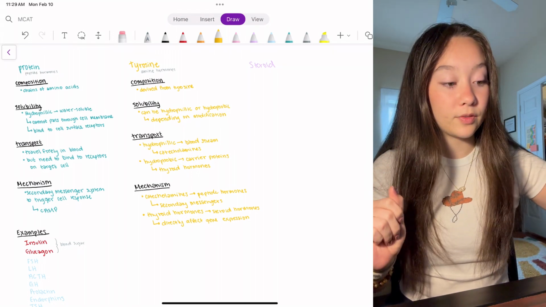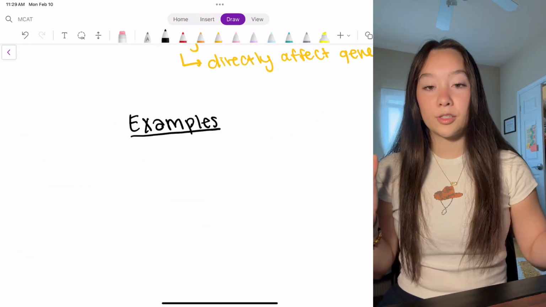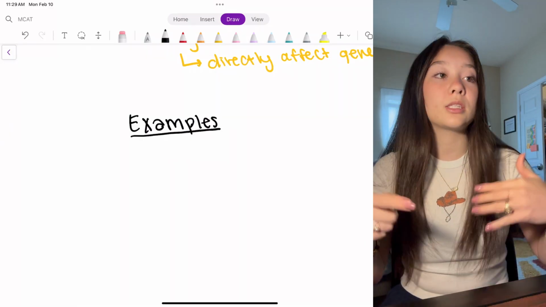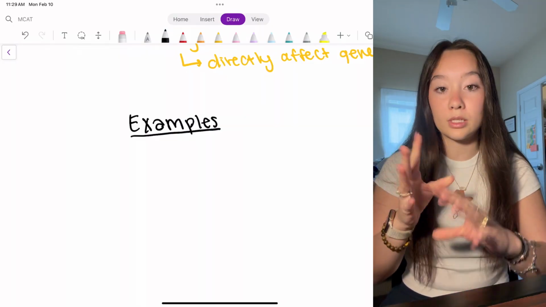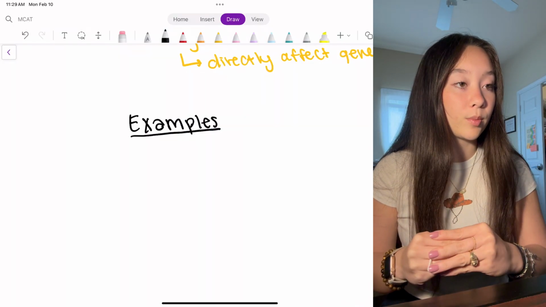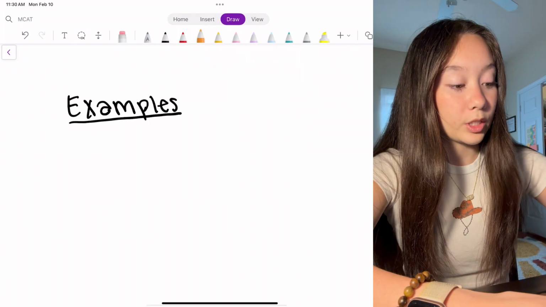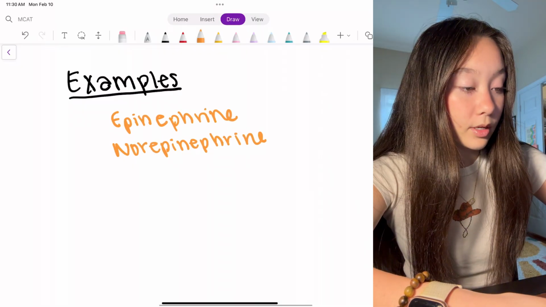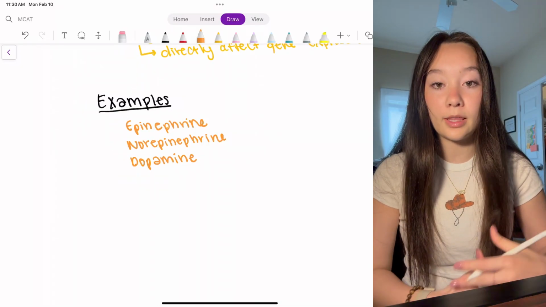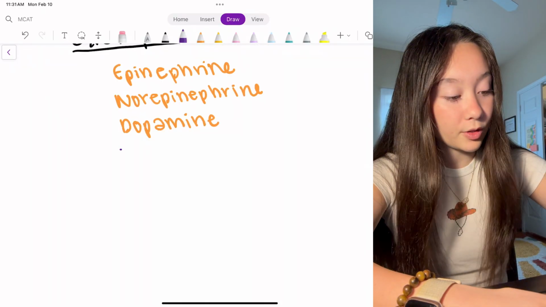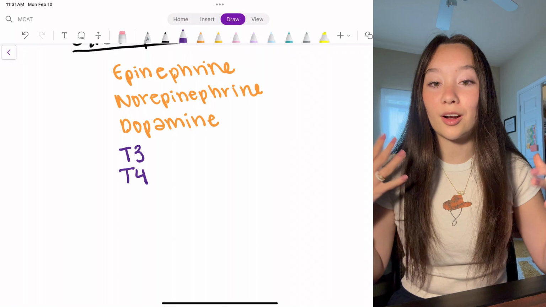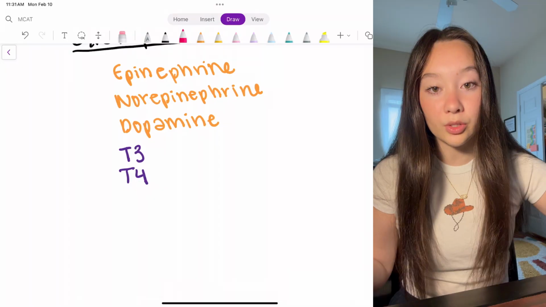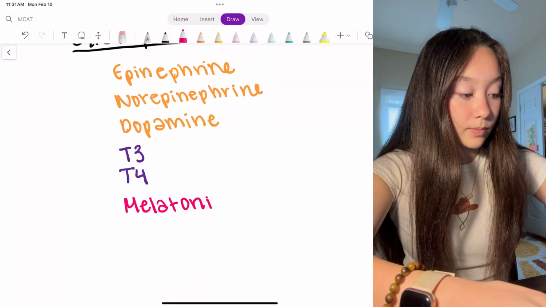All right, and then lastly for tyrosine hormones, we're going to go over some examples. So as we said, there are those thyroid hormones and then the catecholamines. And then the catecholamines are going to be things like your dopamine, epinephrine, norepinephrine, stuff like that. And then your thyroid hormones are going to be T3 and T4. So we can do our catecholamines: epinephrine, which is also adrenaline, norepinephrine, dopamine. These are all going to be secreted by the adrenal medulla. And then we have T3 and T4, which are our thyroid hormones. And then lastly, which we didn't mention above, melatonin is also a tyrosine-derived hormone.